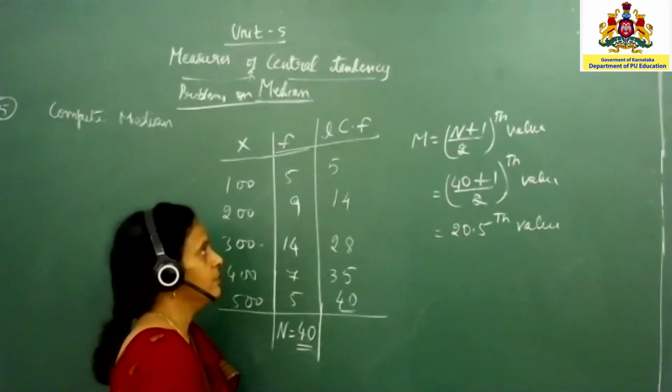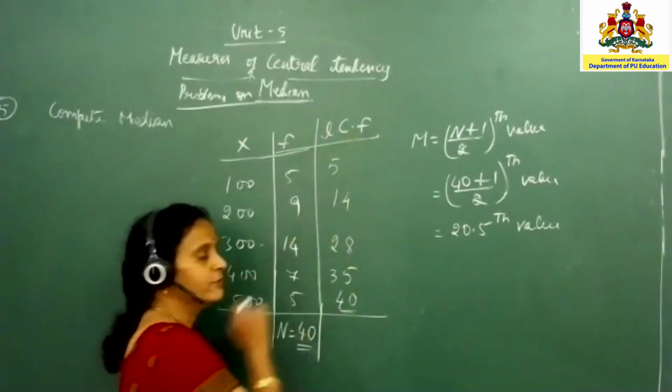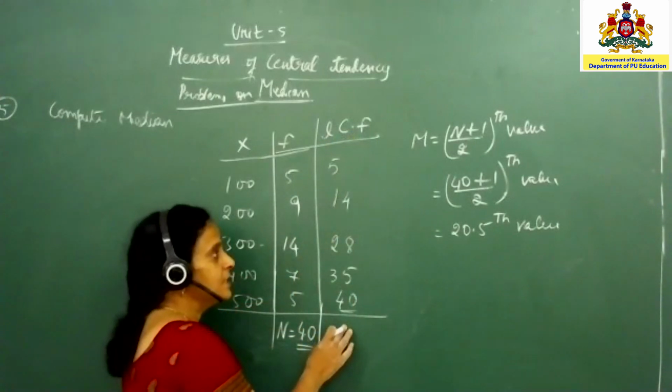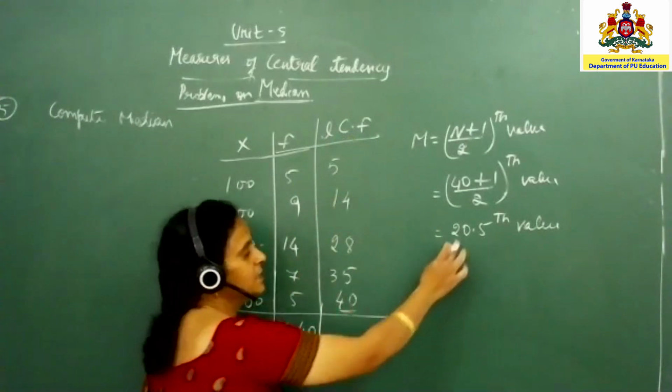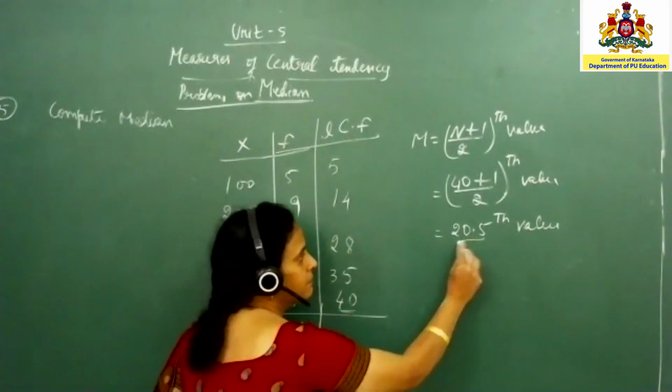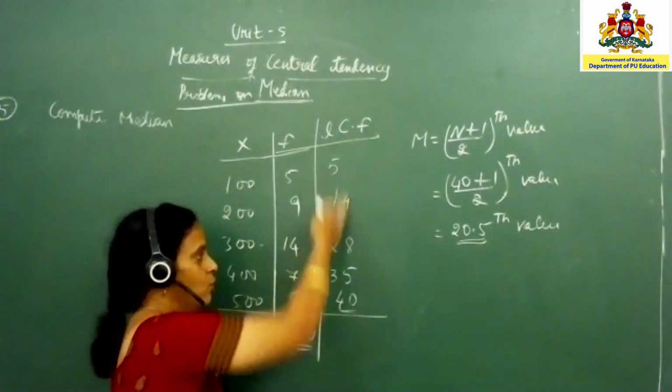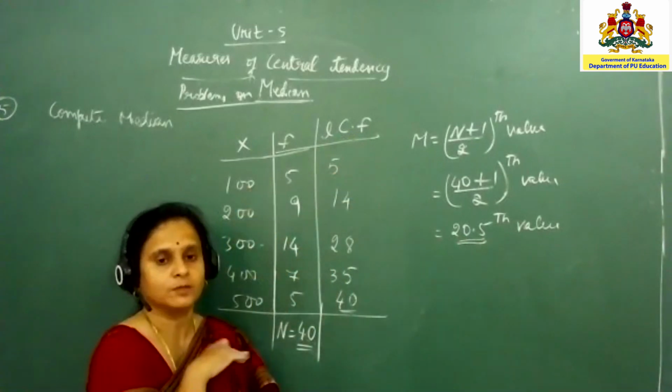So the next job, I have to see the cumulative frequency column. I should find a value such that the cumulative frequency is just greater than this number, 20.5. I have to go on searching from top to bottom.